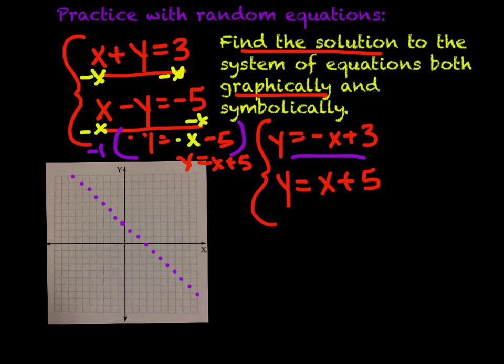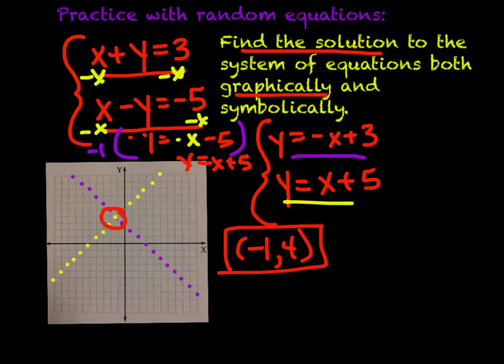Cool. And then this other one we're going to do in yellow. So we start at 5 for this one, and this one goes up 1 over 1. It's got a positive 1 slope. So we're going to make this graph, and it looks like I just found my intersection as I moved backwards. So my intersection looks like it happens right here at negative 1, 4.